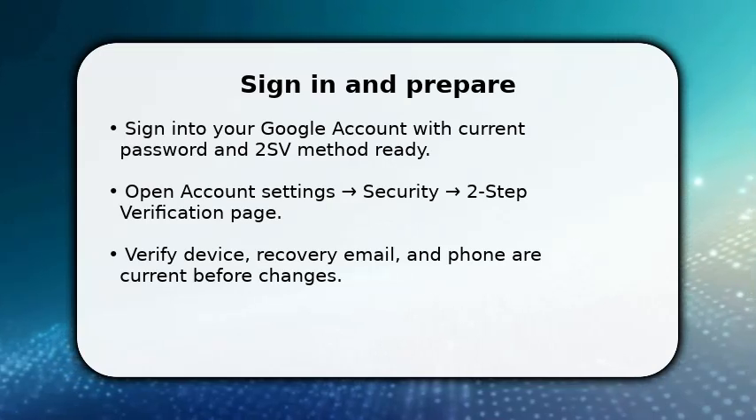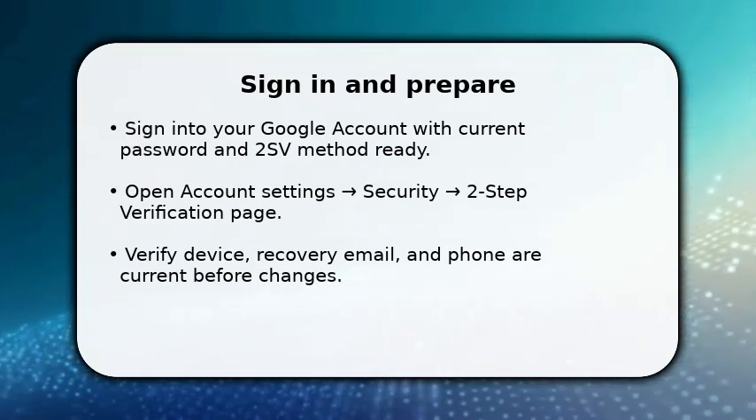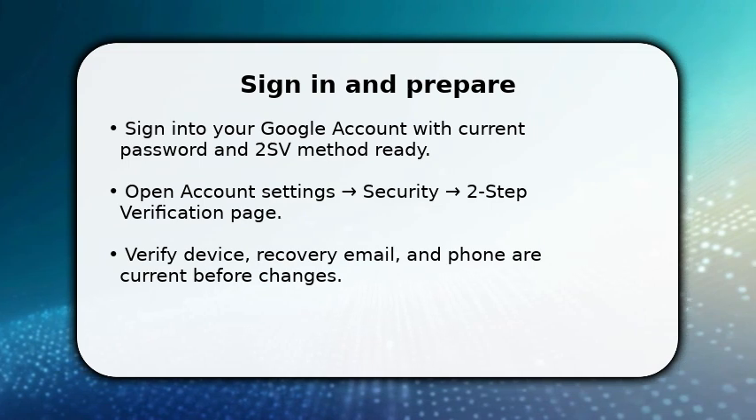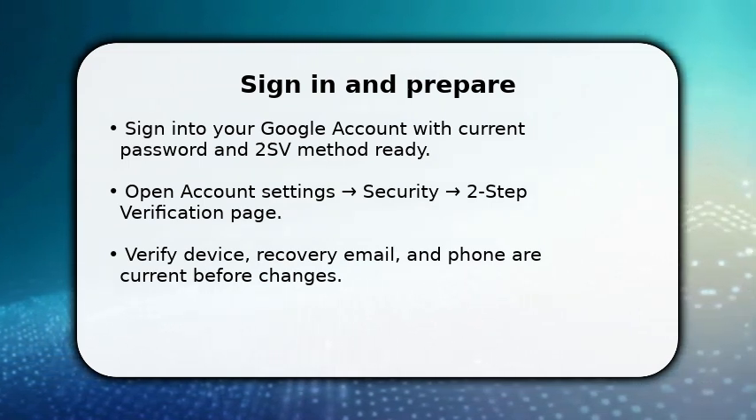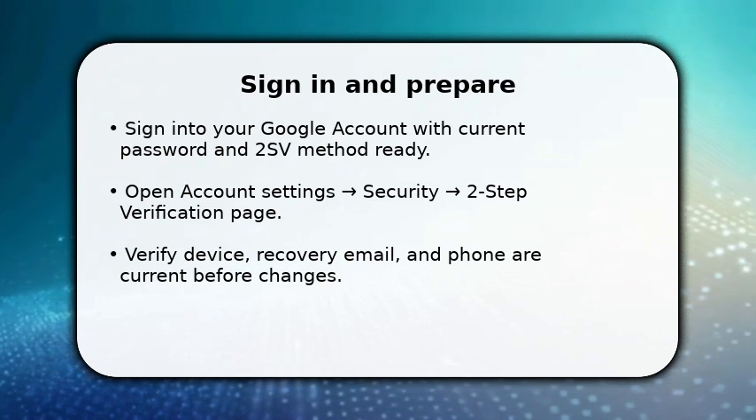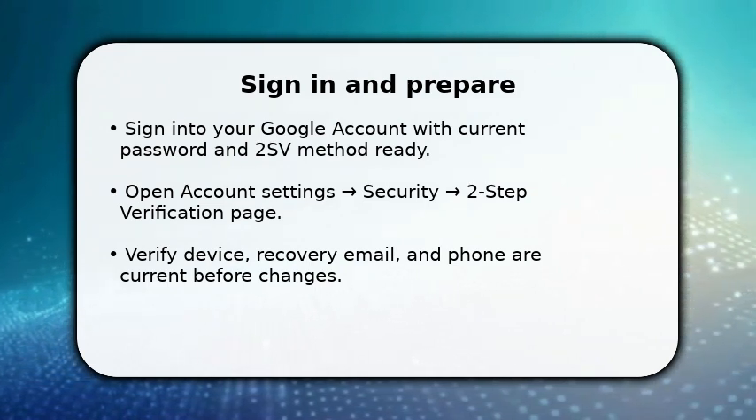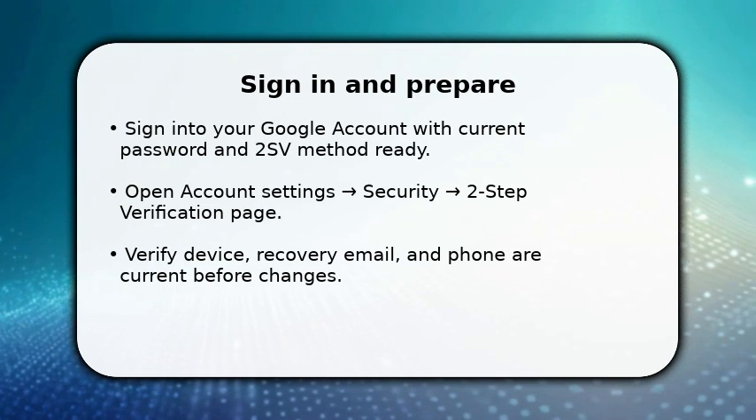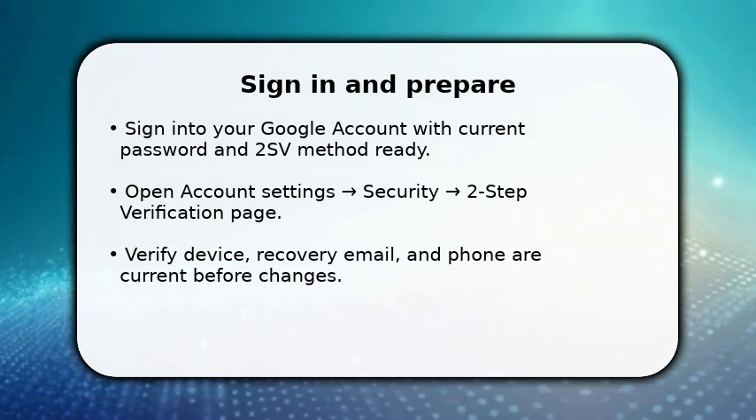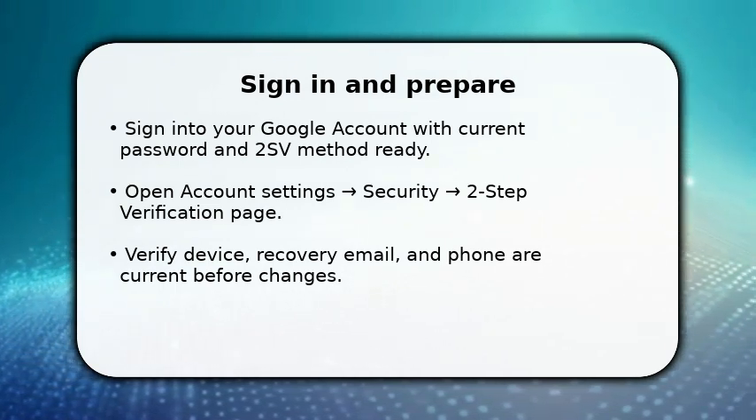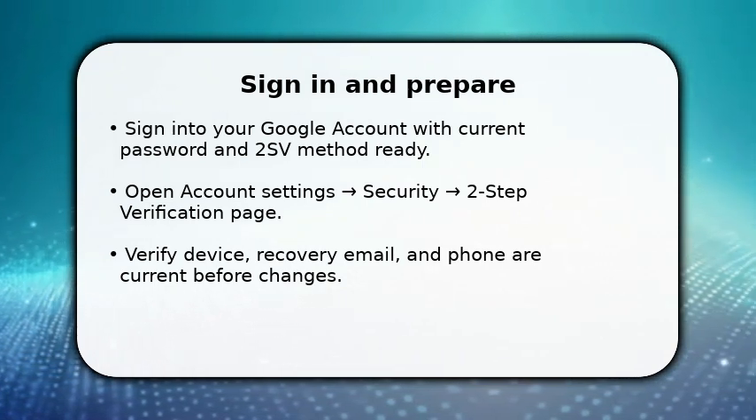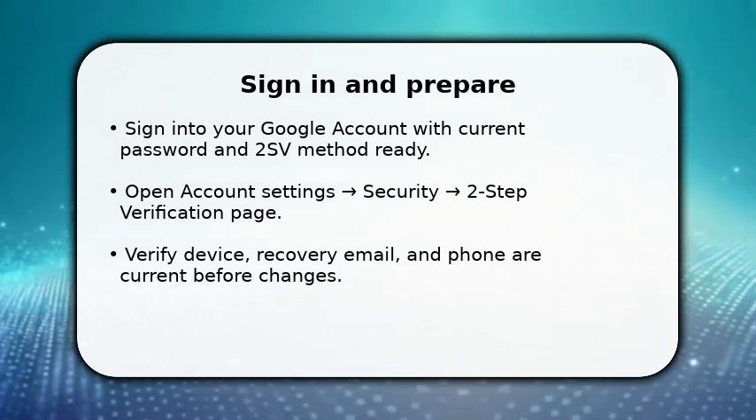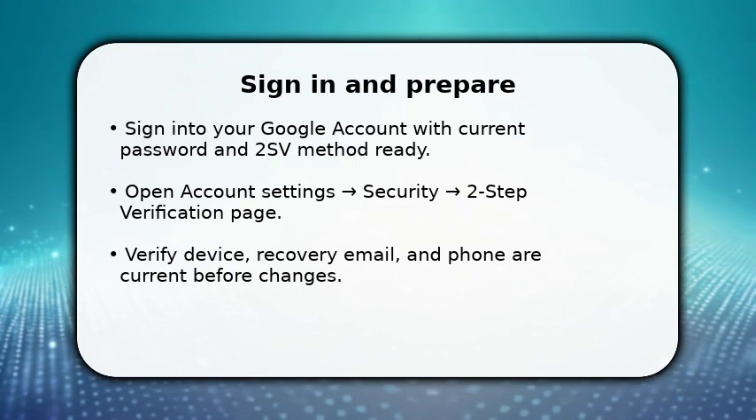You start by signing into your Google account on a trusted device. Enter your password and complete the current two-step method so Google confirms it's you. Once signed in, open Account Settings, then Security, and navigate directly to the two-step verification section. Make sure your recovery phone and email are correct before proceeding, because changing settings can trigger account protection checks that require those exact details to restore access if needed.